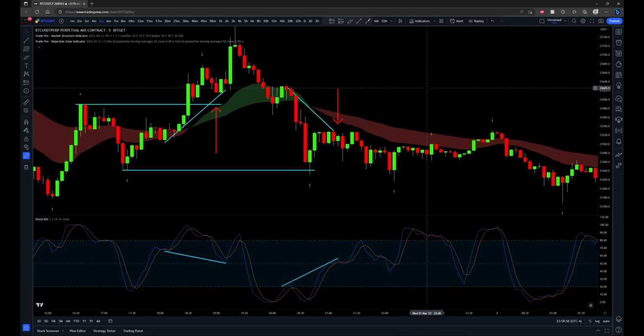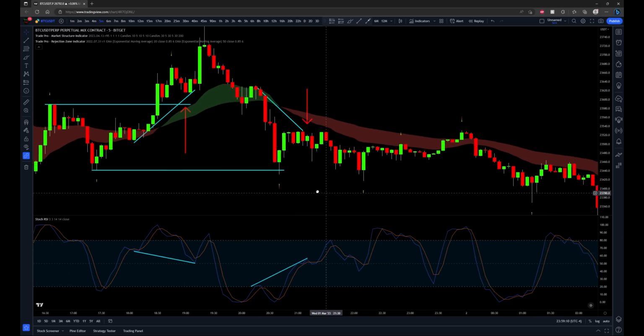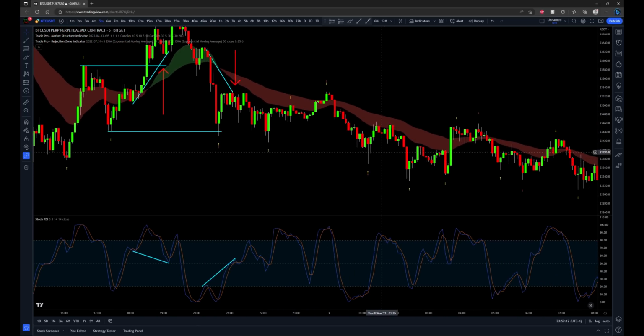Here's our next example. Bearish market structure break, red cloud flip, looking for a hidden bearish divergence. We get it right here. Higher stochastic RSI, lower high on price, looking for that next follow through move to the downside.